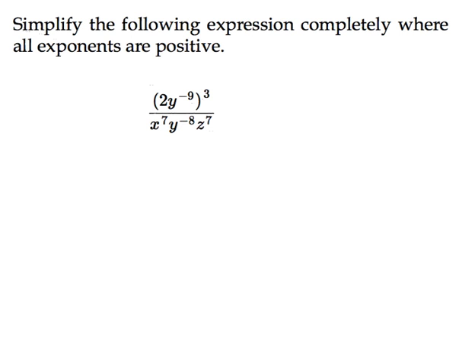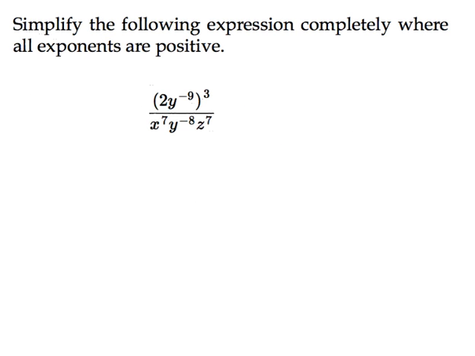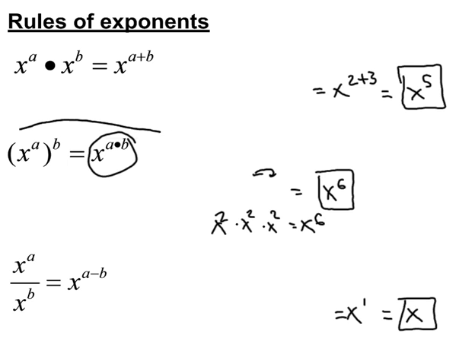Okay, one more. Simplify the following expression completely where all exponents are positive. Whoops, excuse me. Let me read that again. Simplify the following expression completely where all exponents are positive. All right, so don't want to switch anything around yet because I got this thing going on here. I want to simplify that first. So to simplify that, I'm going to have to use this rule over here. Remember it? I'm going to use that rule.